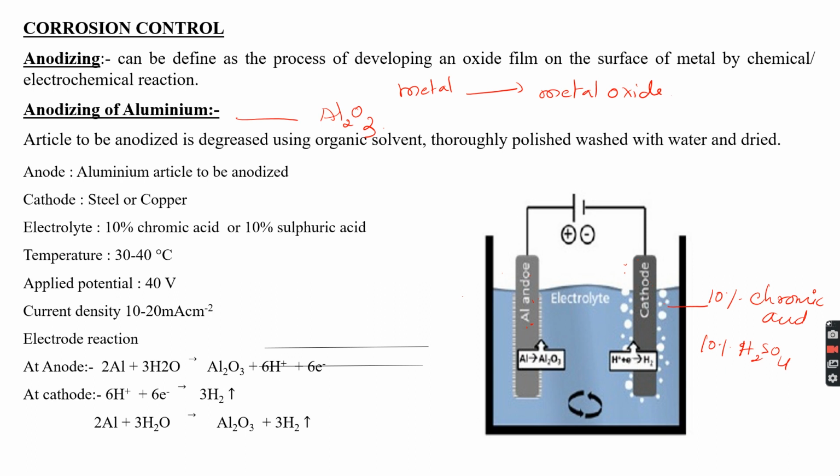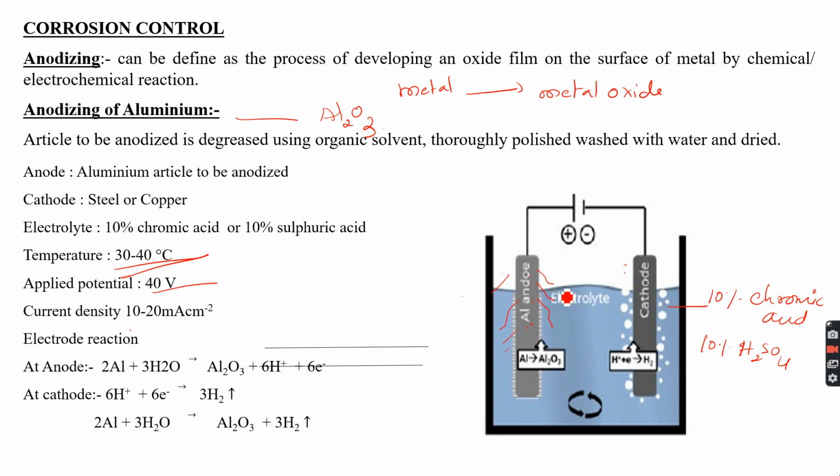Then how much temperature do you have to maintain? You have to maintain a temperature of about 30 to 40 degrees Celsius. And what is the potential you have to apply for the process? 40 volt. At that time the current density developed is 10 to 20 milliamperes. When you apply a potential of 40 volt, the dissolution of aluminium takes place.